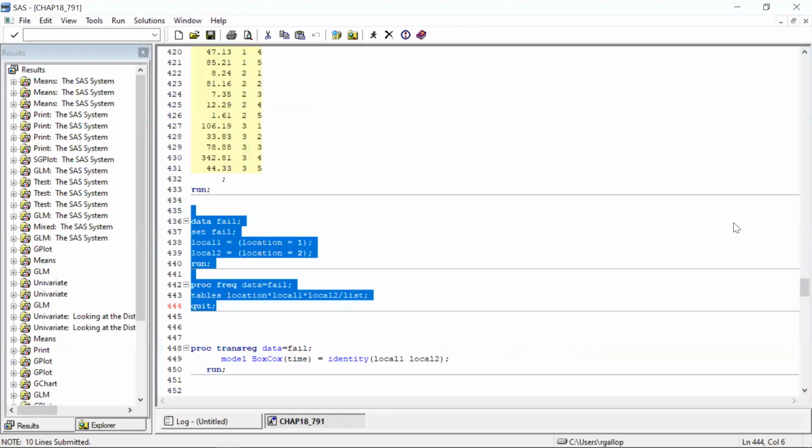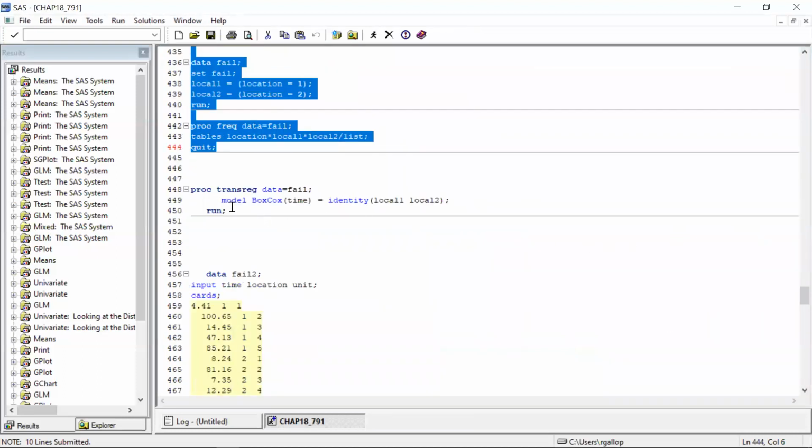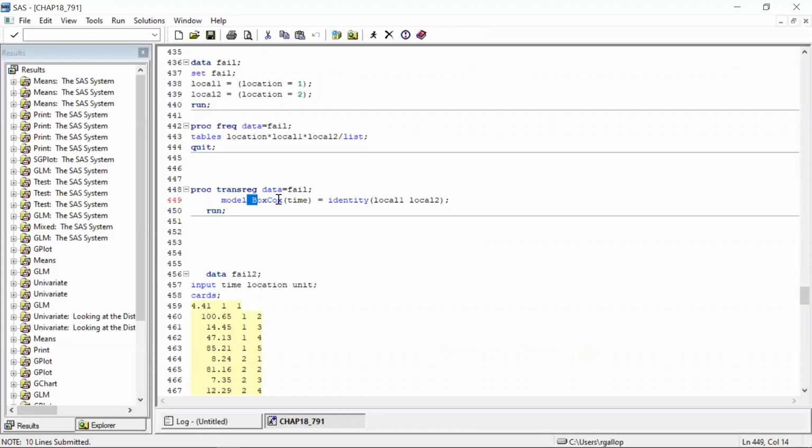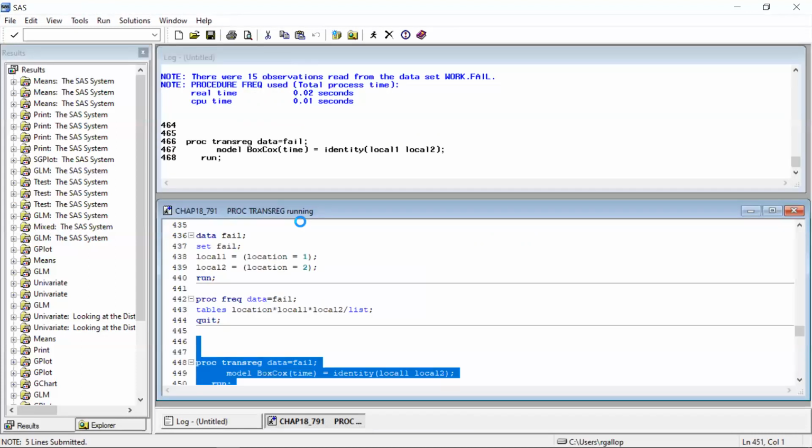When I fit this, I'm going to go PROC TRANSREG, box cox for the model, then identity local 1, local 2. So again, think of this: this is my predictor. Inside the identity function, what do I want to assess the Box-Cox on? My y.